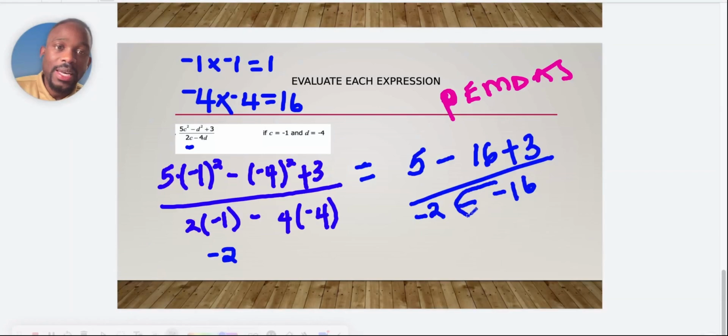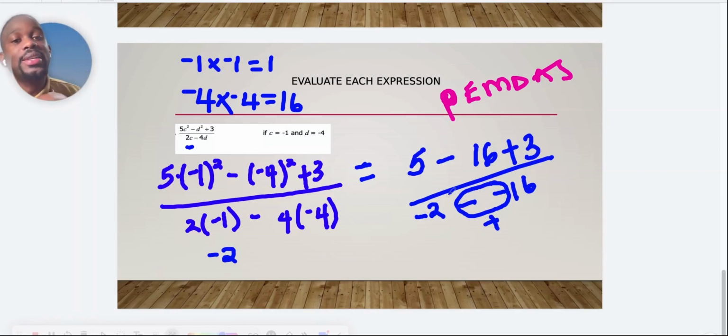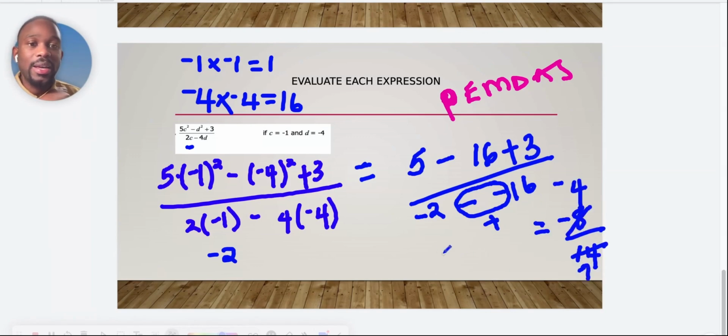So every time you're having a negative and a negative, that will give you a positive, right? So this is the same as, now if you look at the numerator, really you're having a plus minus, just deal with however you want. You can first subtract or you can first add. So 5 minus 16 is giving us negative 11 plus 3 gives us negative 8. And the denominator gives us 14. Divide by 2 here we get 7. So our final answer is negative 4 out of 7.